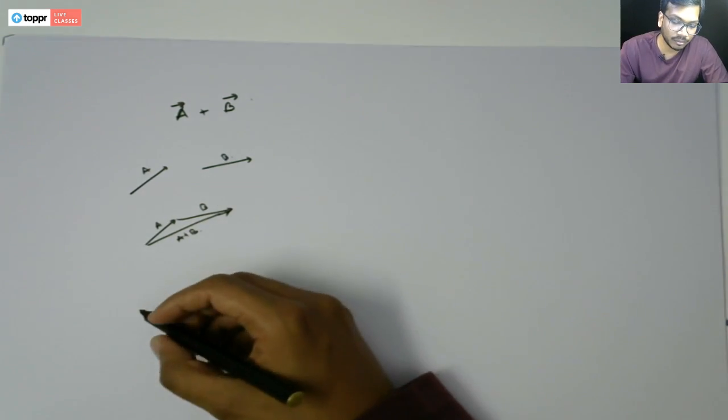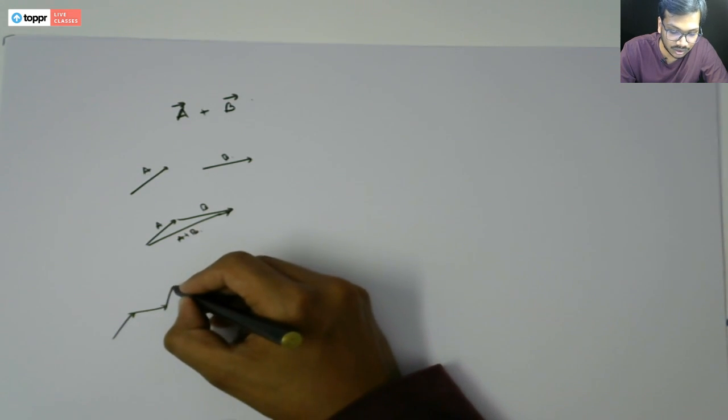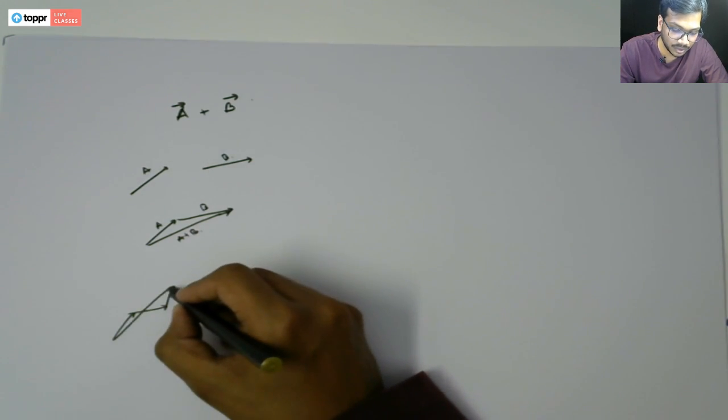Let's say if we had three vectors, this is A, this is B, this is C, then this would be A plus B plus C.